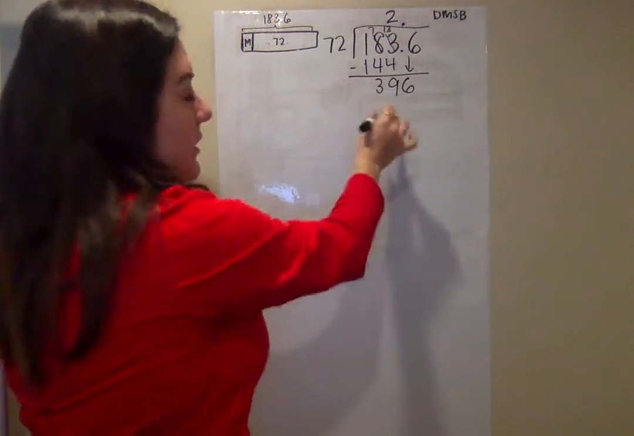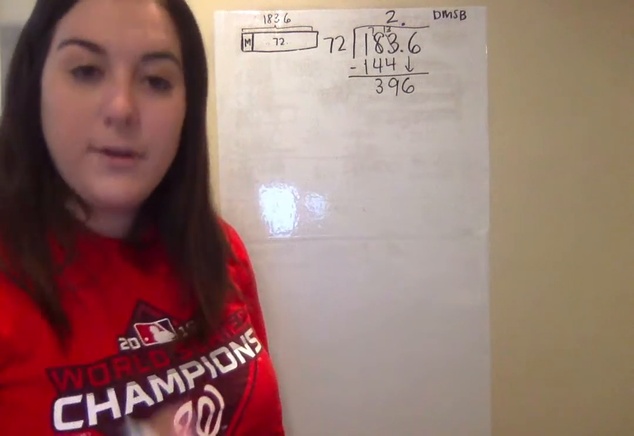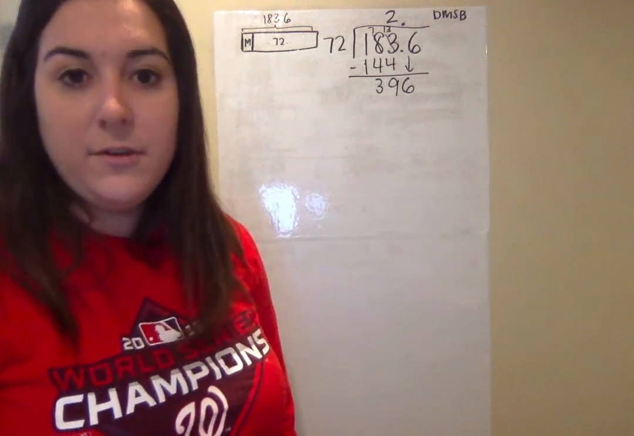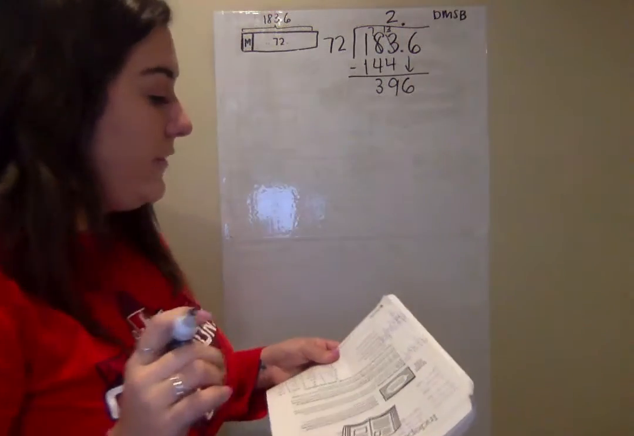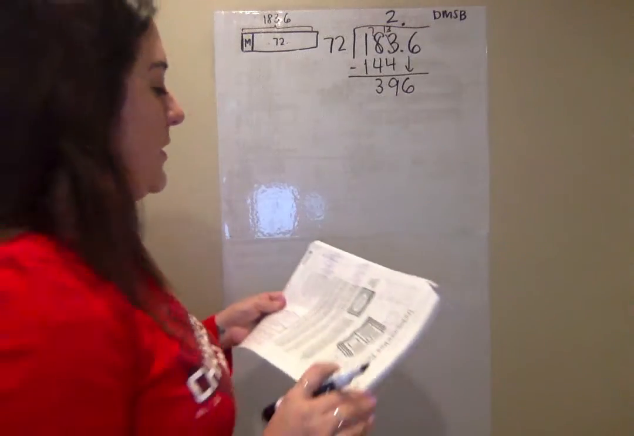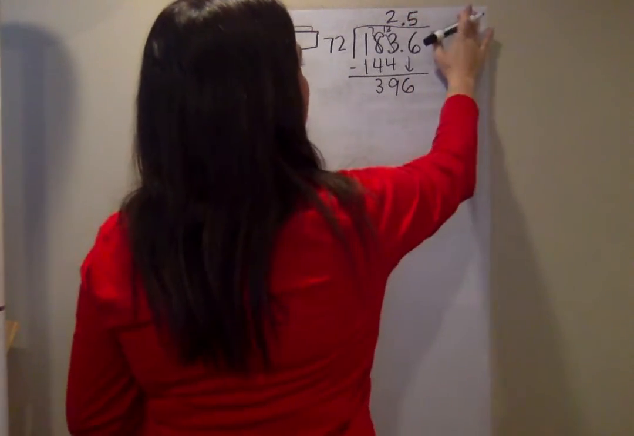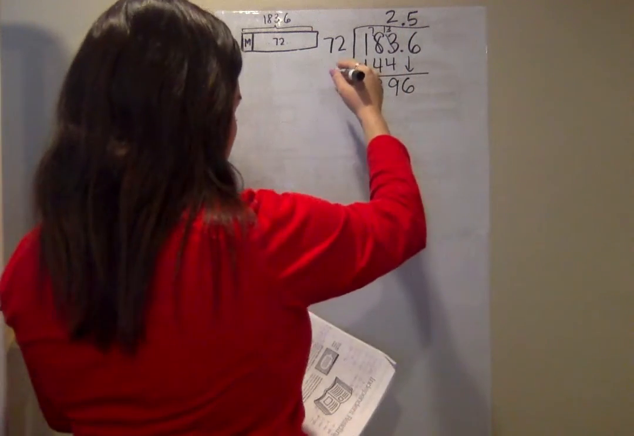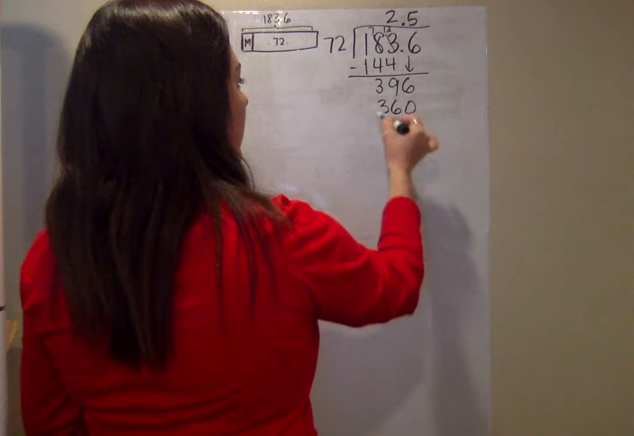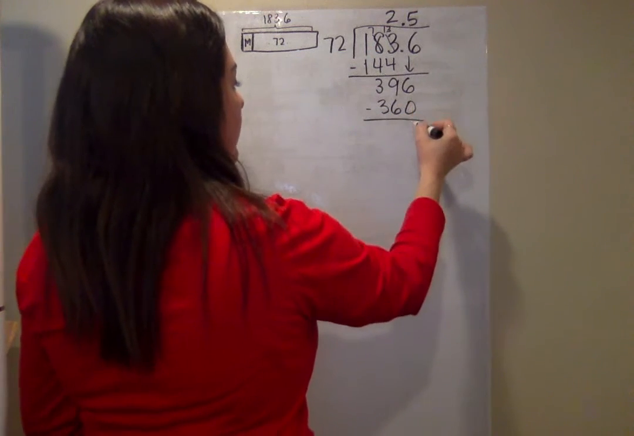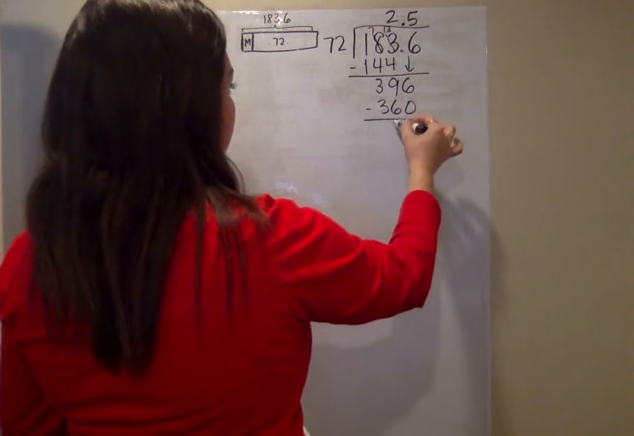So how many times does 72 go into 396? Again, stop, figure it out, and then press play when you're ready. Okay? So you should have figured out that 72 goes into 396 5 times. All right? And 5 times 72 is going to give us 360. I'm going to subtract. 6 minus 0 is 6. 9 minus 6 is 3.